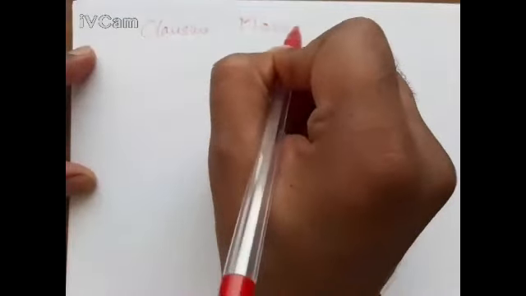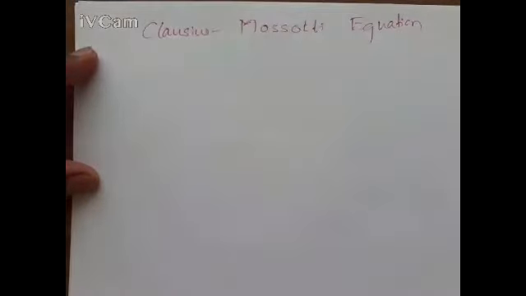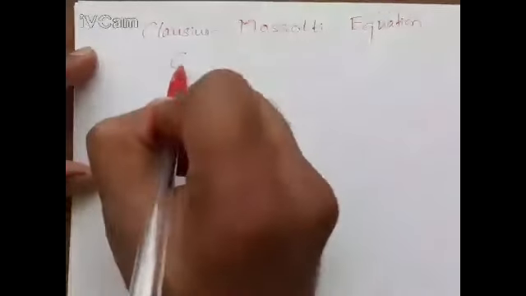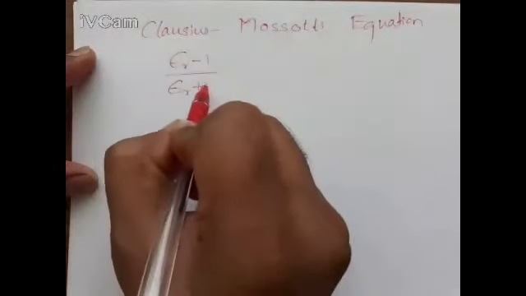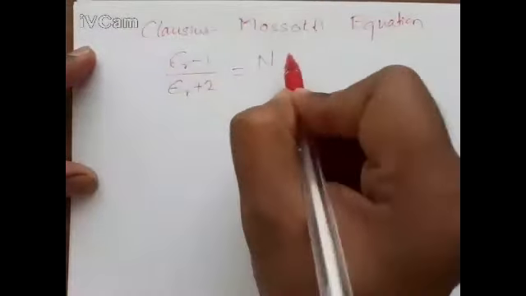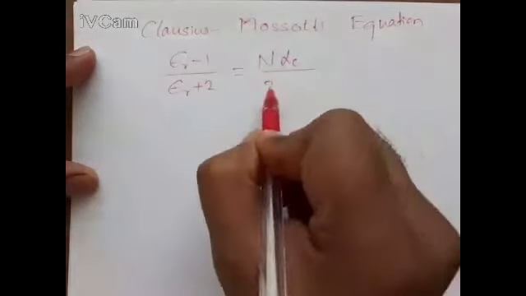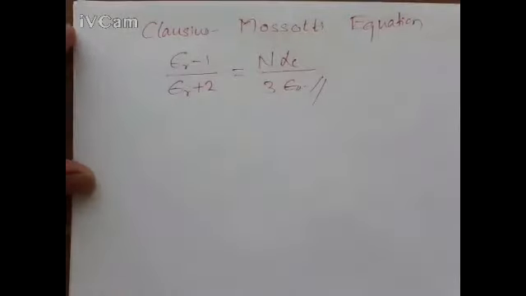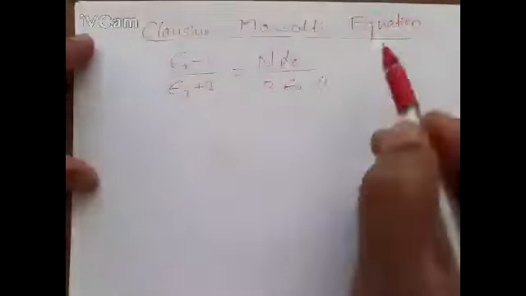Here I'll write the equation. The equation is like this: epsilon r minus 1 divided by epsilon r plus 2 is equal to n alpha e divided by 3 epsilon naught. This we are going to prove. Quite an easy equation, this Clausius-Mossotti equation.